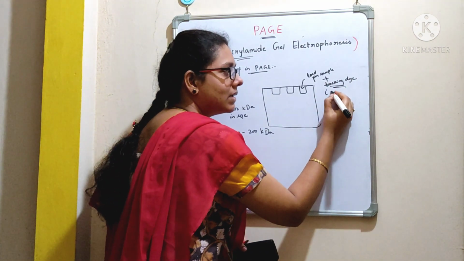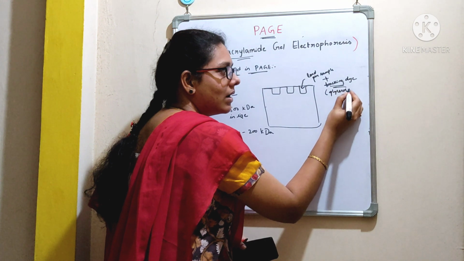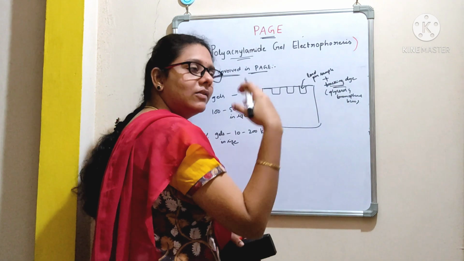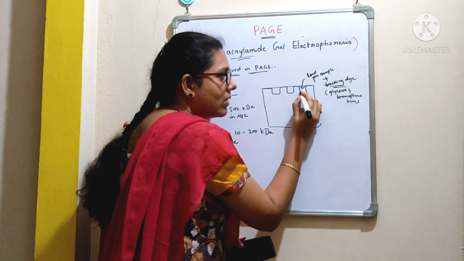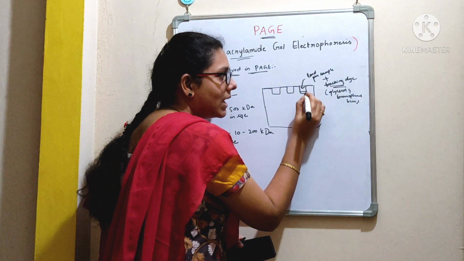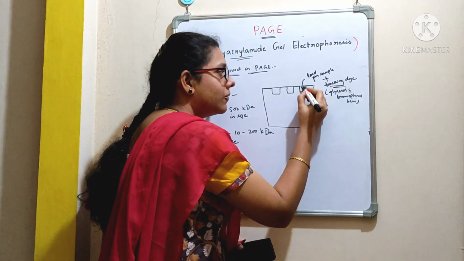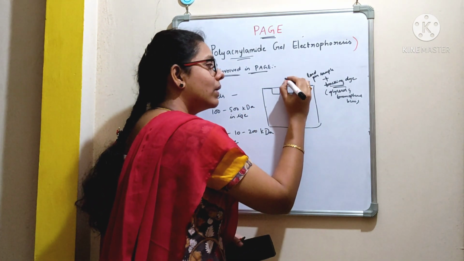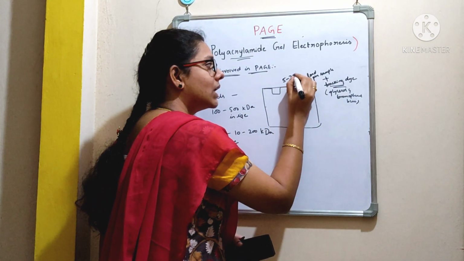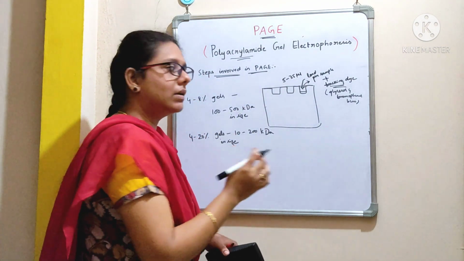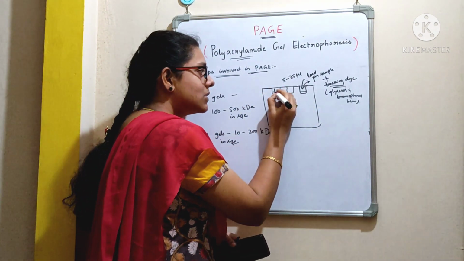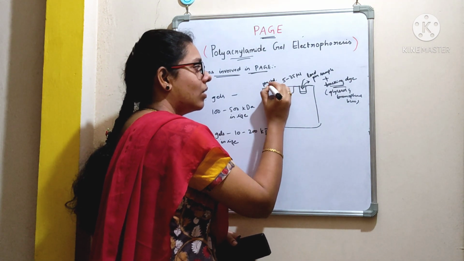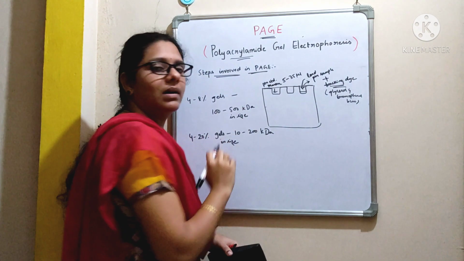And this tracking dye contains what? Glycerol and bromophenol blue. Due to the presence of glycerol, the density increases, and when you add the protein sample, it will settle at the bottom of the well without diffusing out of the well. Remember, you can load approximately 5 to 35 microliters of the sample into each well, and in the first well you have to load the protein standard, which you can also call a marker.